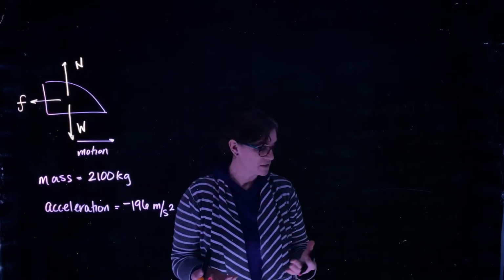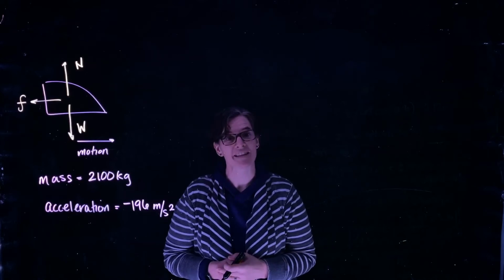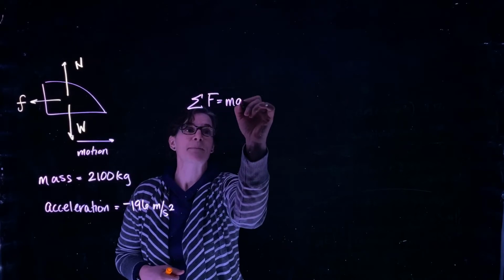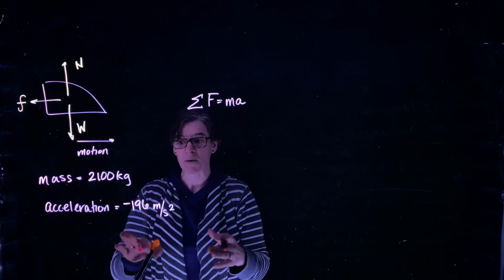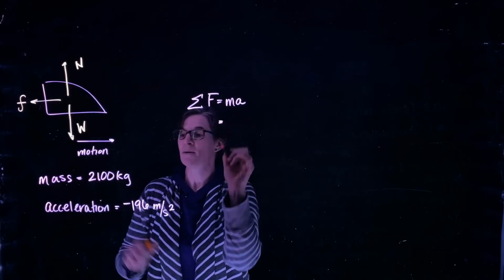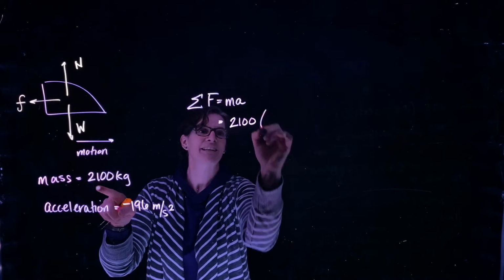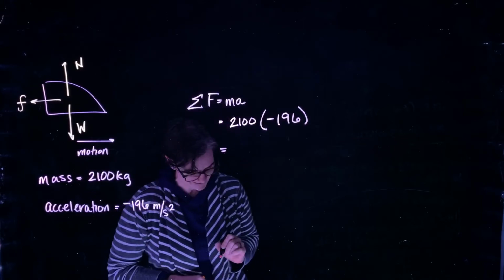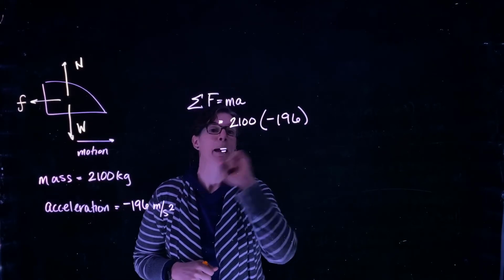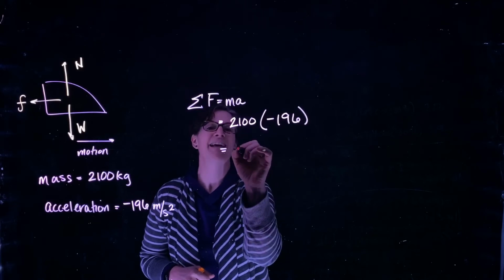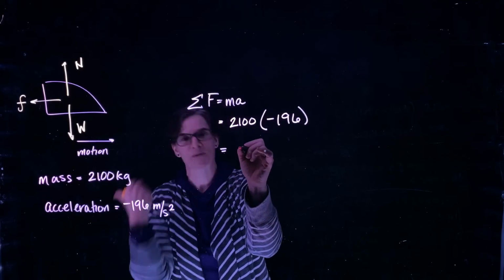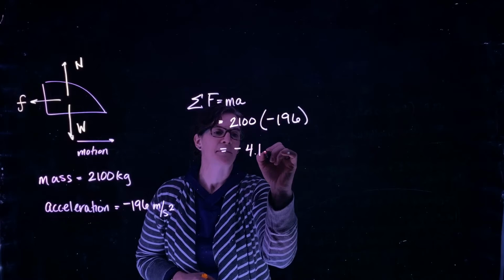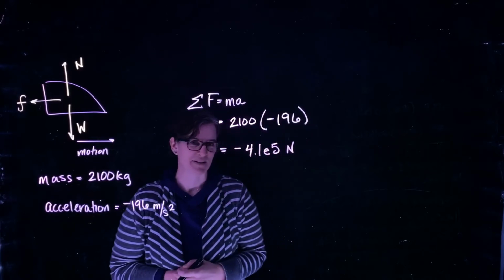Okay, so it wants to know what net force is required to produce this deceleration. We know from Newton's second law that the net force is equal to the mass times the acceleration. All right, so the net force is what we want to know. The mass of the rocket is 2,100 kilograms. The acceleration is minus 196 meters per second squared, and that tells us that the force necessary to produce this acceleration, or slowing down, which we also call deceleration, is negative 4.1 times 10 to the 5th newtons.